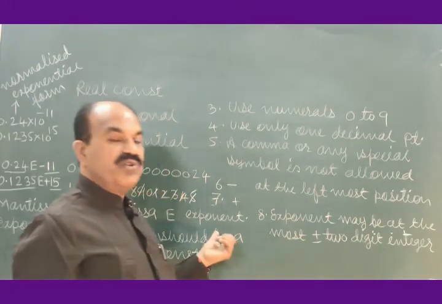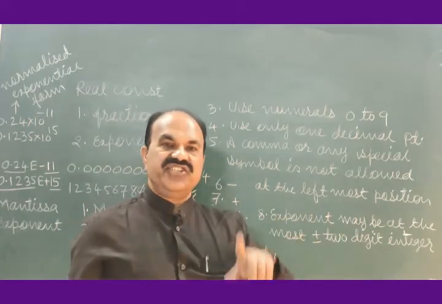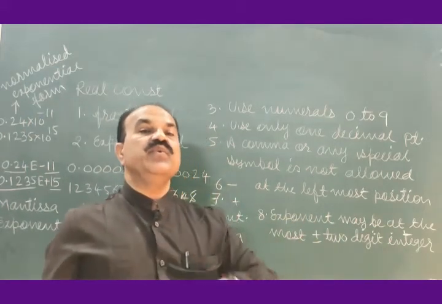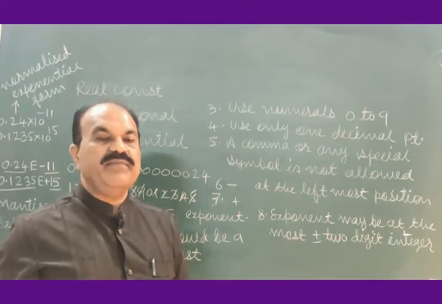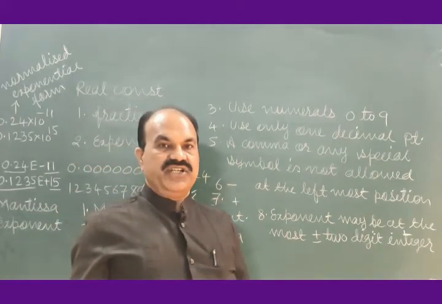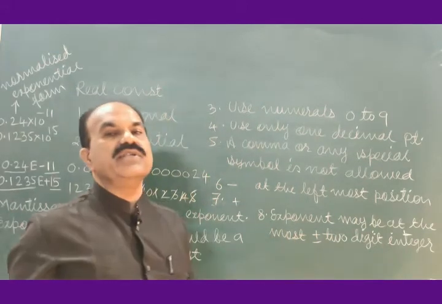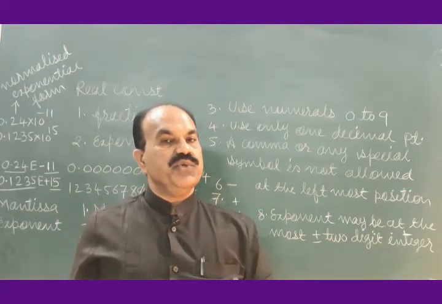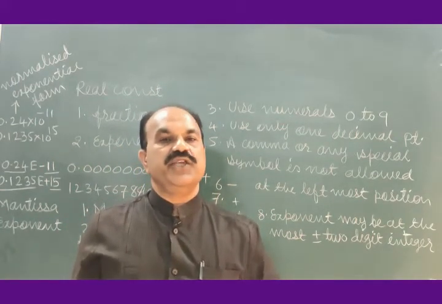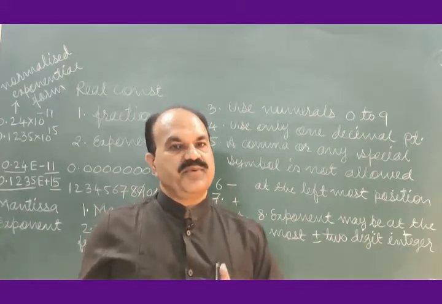And the rule for the exponent. How should this exponent be? This exponent should be an integer. It should be a 2-digit integer. At the most it will be a 2-digit integer. It may have plus or minus sign. These rules are to be observed while we are using the real constants in exponential form.